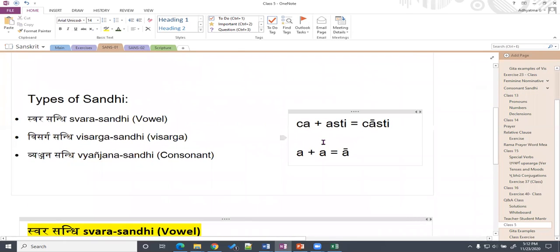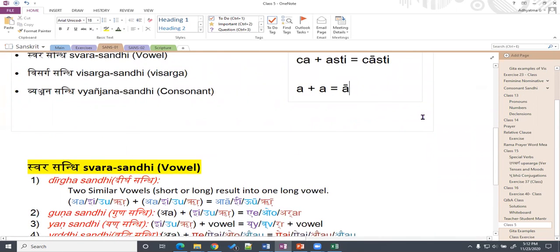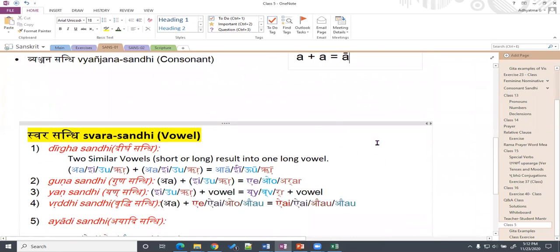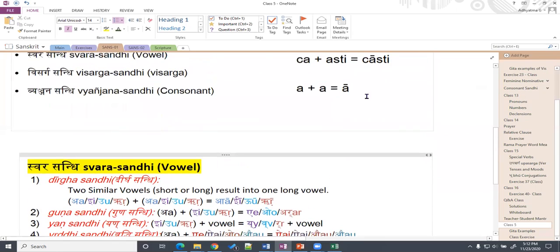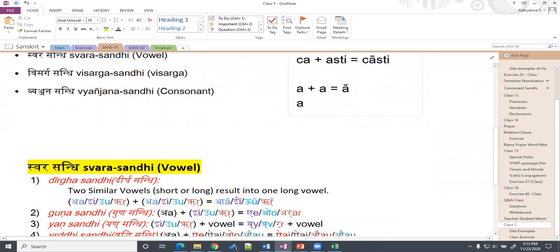One example of this kind we already saw: cha asti, chasti. Here akara plus akara became akara. But what we are saying is that it is not just this; even this combination, akara plus akara, will also be akara. So you see the resultant is always long a.